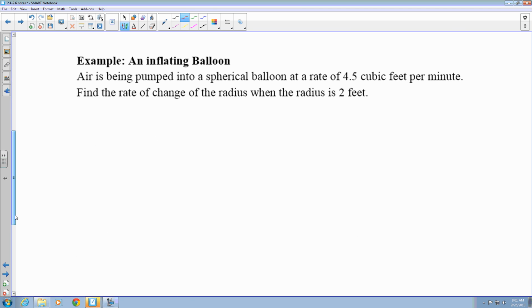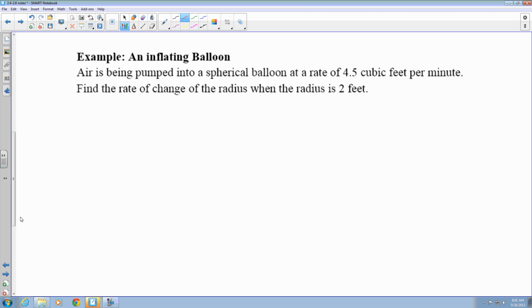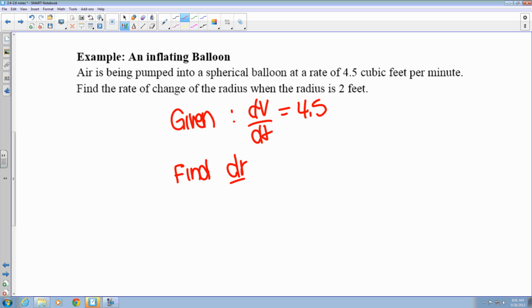Okay, we're going to skip this little section. Move on to the inflating balloon. Air is being pumped into a spherical balloon at a rate of 4.5 cubic feet per minute. Find the rate of change of the radius when the radius is 2 feet. So we are given the rate that the air is being pumped into the balloon. So we know that's volume, and that's 4.5. We need to find the rate of change of the radius when our radius is 2.